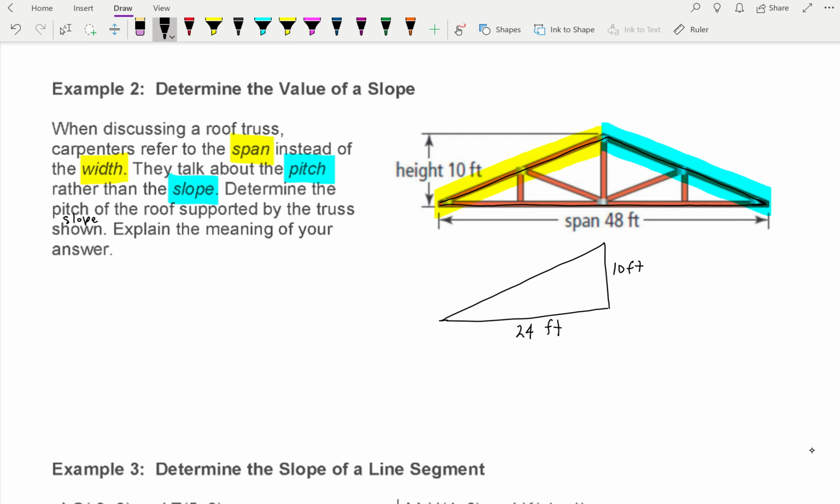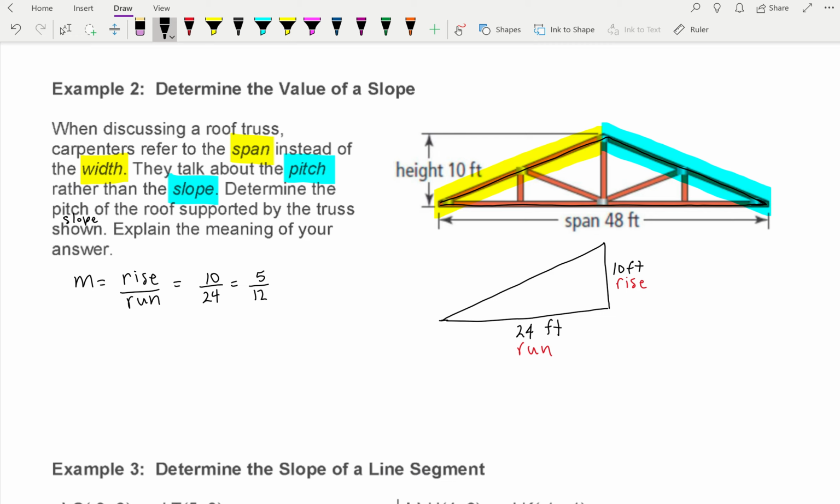We're going to use our formula for slope, which is m is equal to the rise over the run. So we go to our diagram and we say rise, well, that's up and down, so that would refer to the 10 feet, and run is left and right, so that would refer to the 24 feet. So our rise is 10 and our run is 24. You're going to reduce the fraction, divide both 10 and 24 by 2, and you get 5/12. Remember, no units. Your slope is just a number.